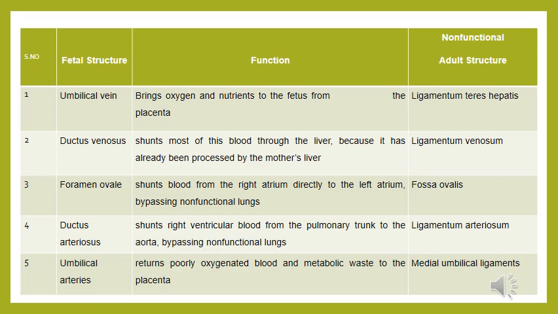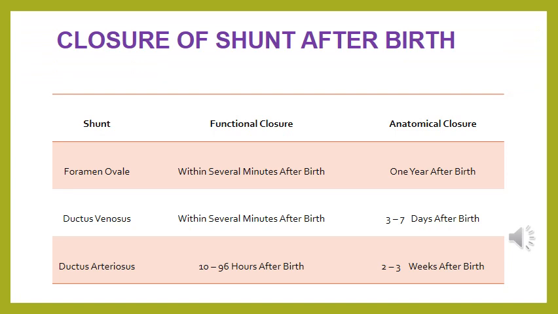This is the tabulated explanation of fetal structures, their functions, and their non-functional adult structures. For example, the umbilical vein becomes the ligamentum teres capitis. This is closure of shunts after birth.